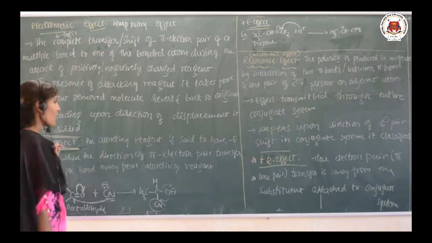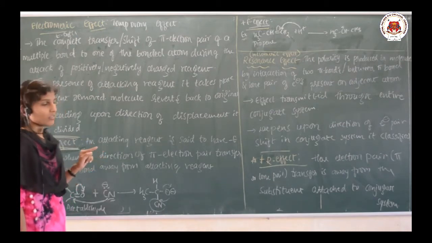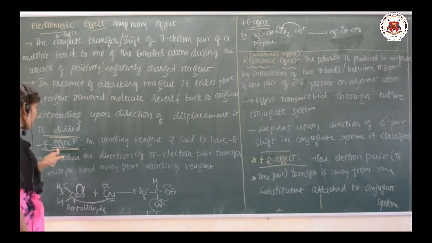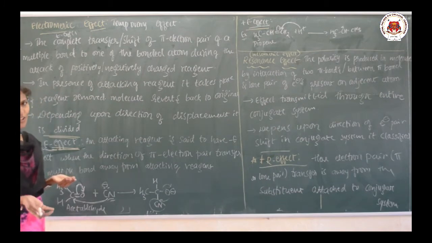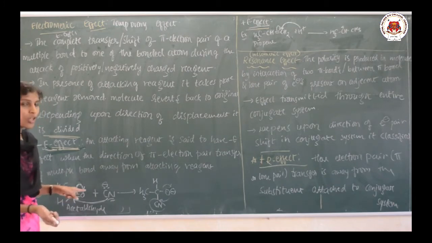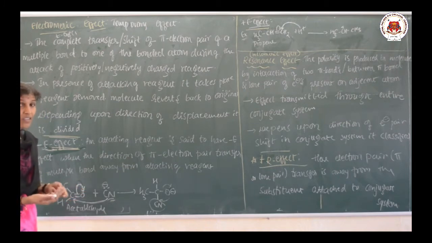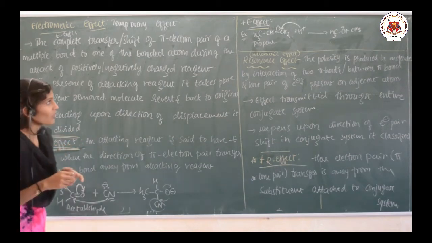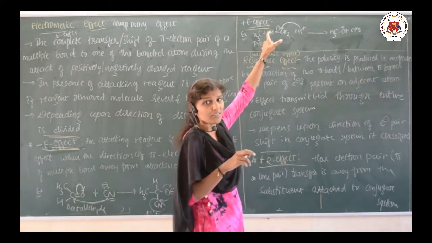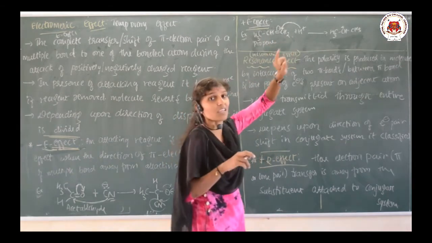So next, plus E effect. Can you guess it? Exactly. Minus E effect is there, plus E effect is the reverse of it. What happens? The transfer of the pi electron pair of the multiple system to the bonded atom, that is, towards the attacking reagent. That takes place towards the attacking reagent. See here, I will explain it through an example. So this is the example for the plus E effect.